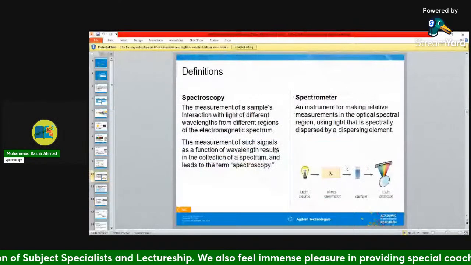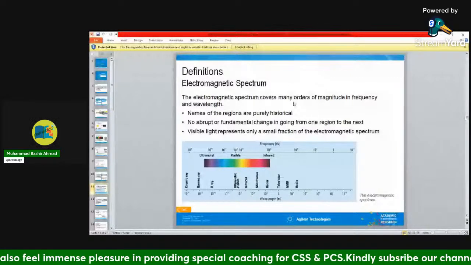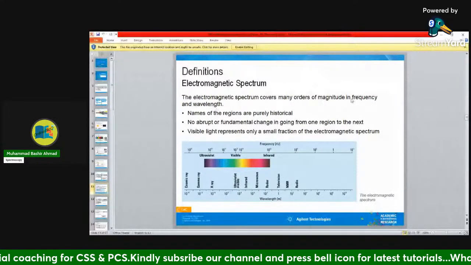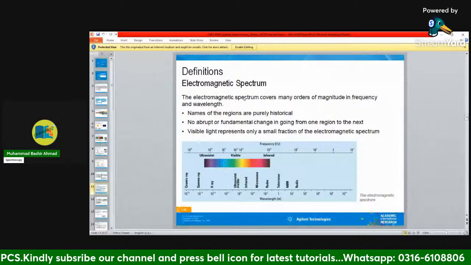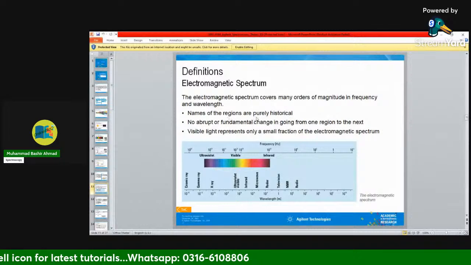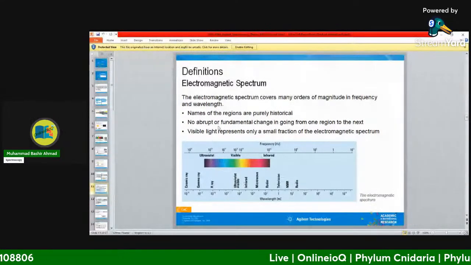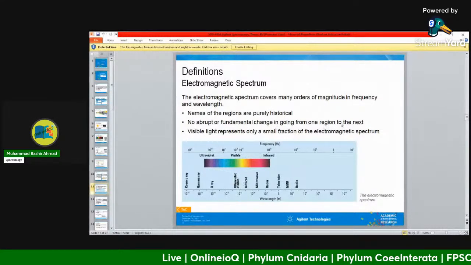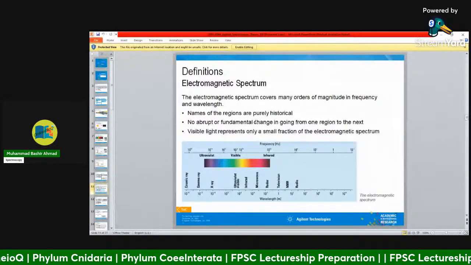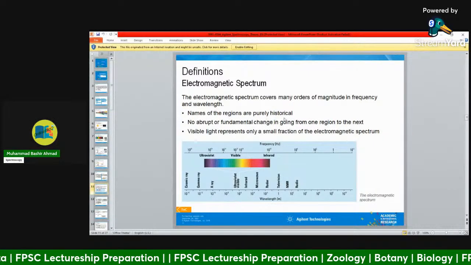What is the electromagnetic spectrum? The electromagnetic spectrum covers many orders of magnitude in frequency and wavelength. There are different magnitudes of frequency and wavelength, and these are covered by the electromagnetic spectrum. The names of the regions are purely historical. No abrupt or fundamental change occurs in going from one region to the next. There is no specific type of nomenclature; there are regions, and these are purely historical.